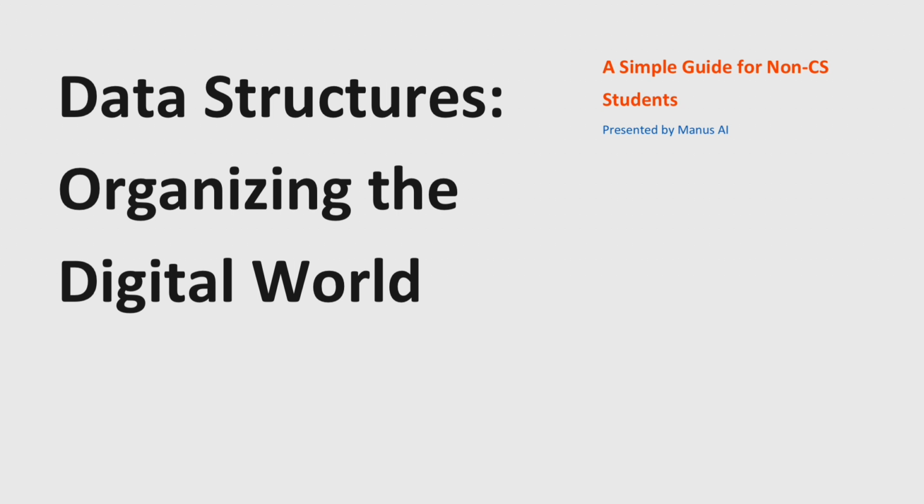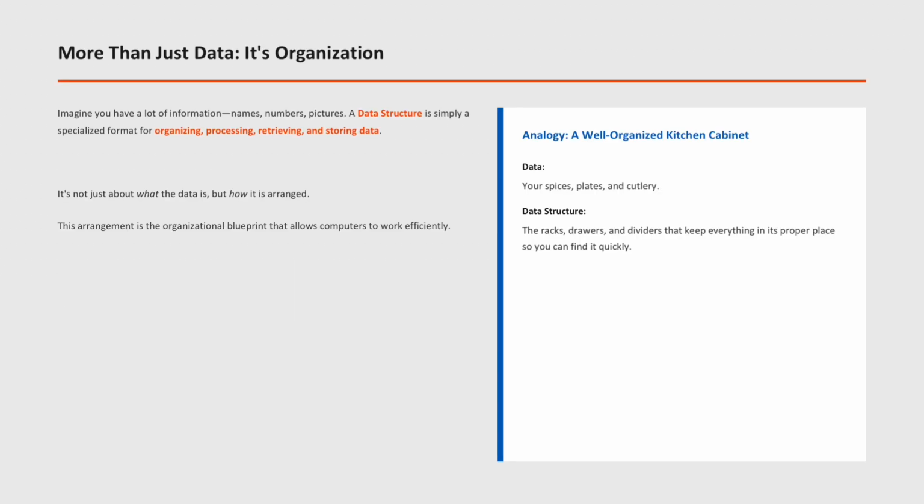In the simplest terms, what is a data structure? Think of it as a specialized format. It's a set of rules for organizing, processing, and storing data. It's not about what the data is, like a name or a number. Right. It's about how that data is arranged inside the machine so the computer can find it, and find it quickly.